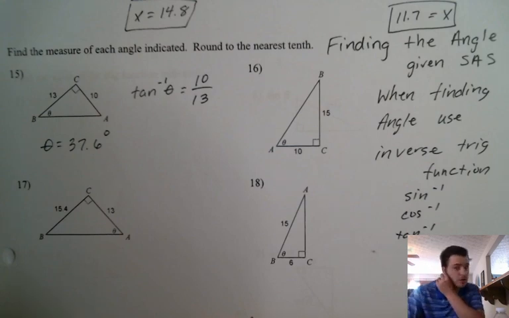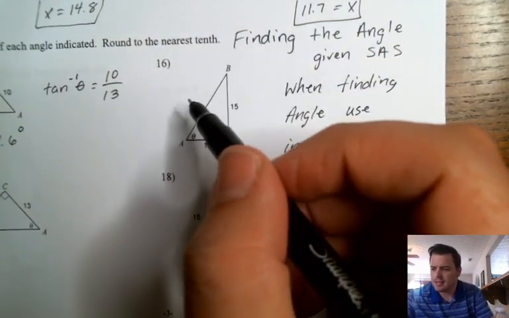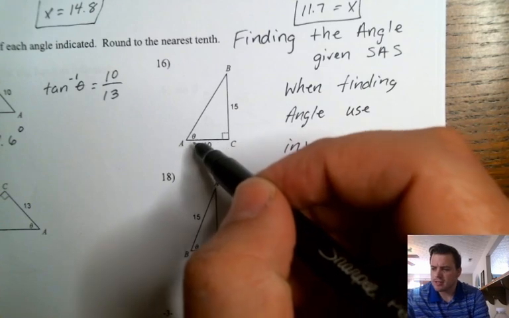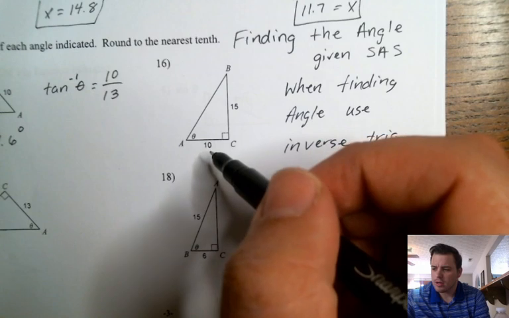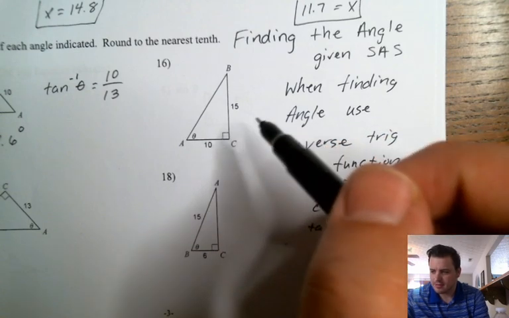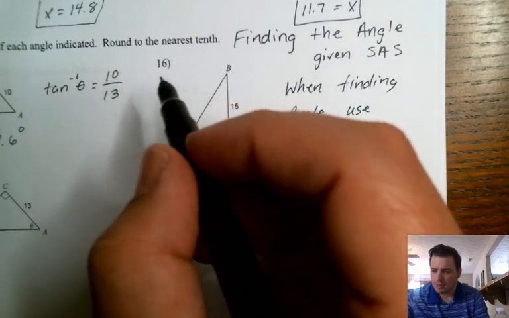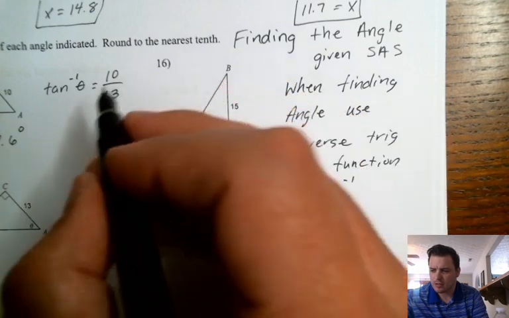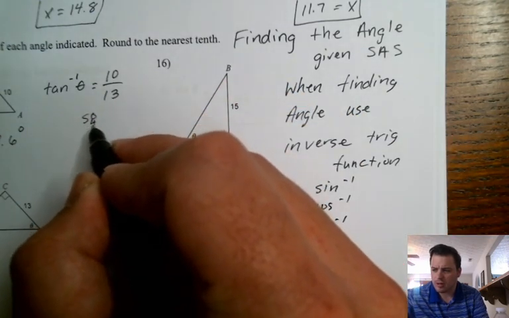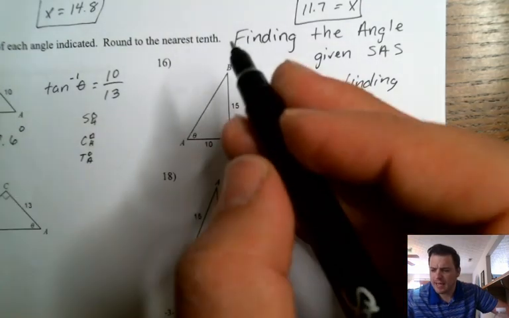Okay, so jumping over here to number 16. Looking at 16, what does it give us? Opposite over adjacent, right? Opposite over adjacent is SOH CAH TOA. Always remember SOH CAH TOA. So I'm going to use tangent.